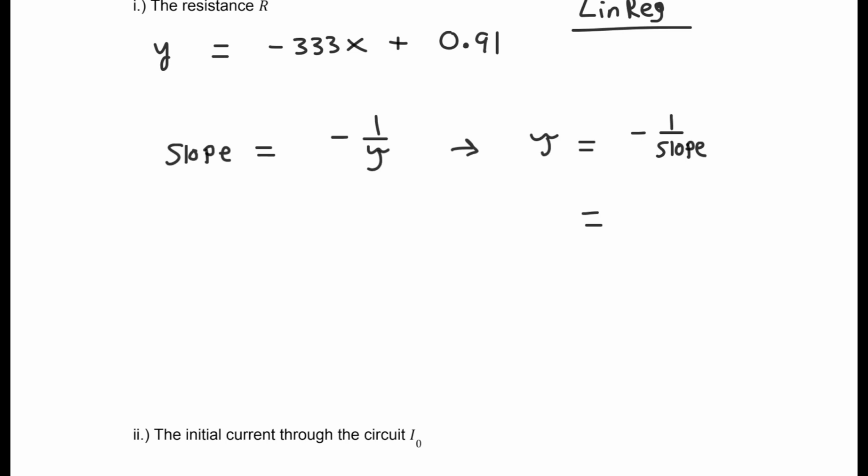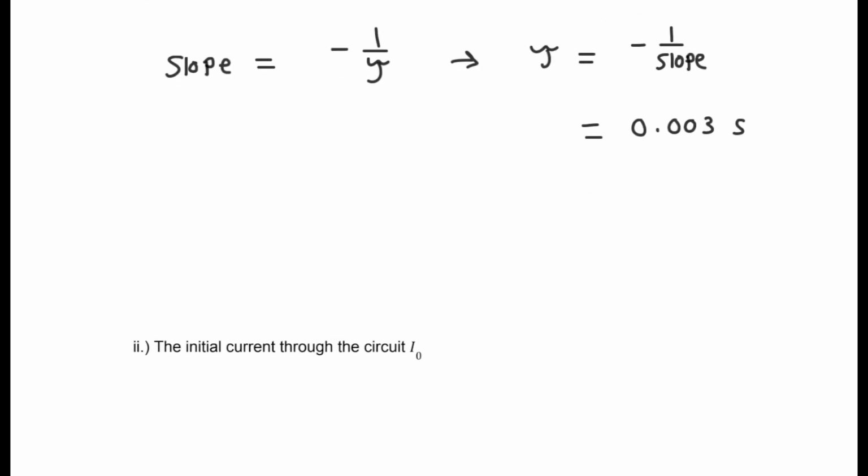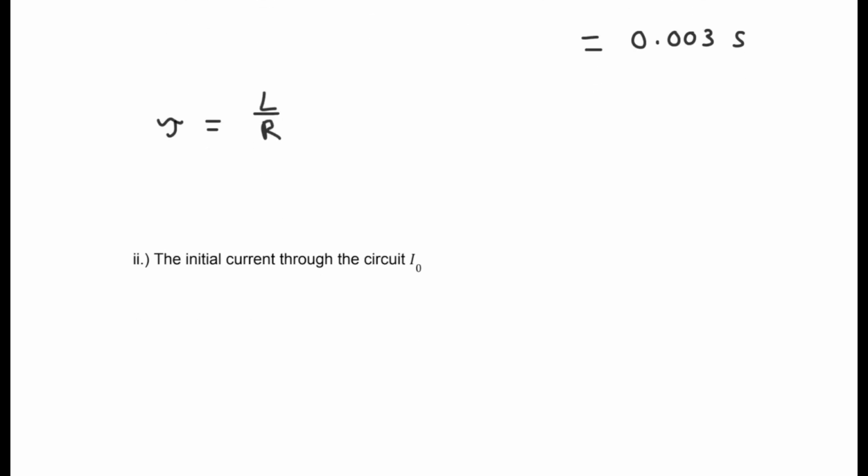And let's see, what would this be? Well, 1 divided by 333, about 0.003 seconds. So that's our time constant. We didn't really want that, but it's going to help us get what we wanted. So we also know that this tau is equal to L divided by R, and we actually know L in this problem. So R is just going to be L divided by tau.